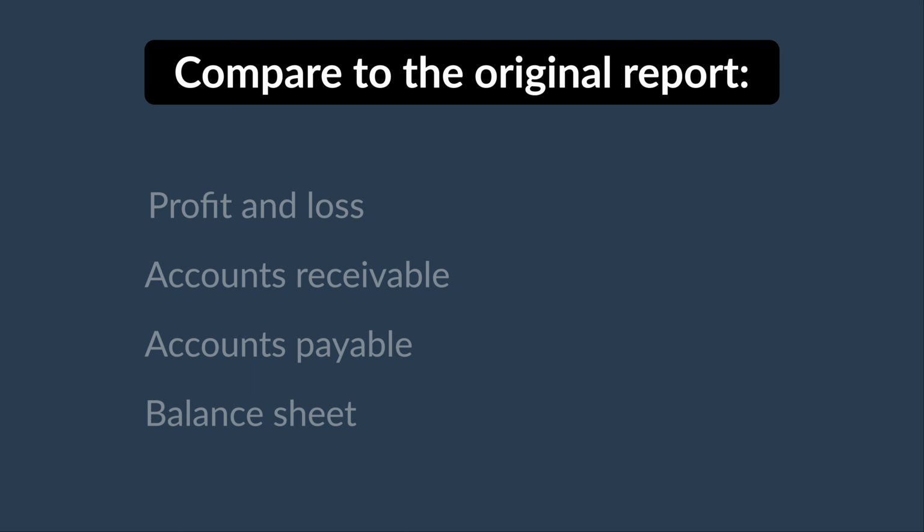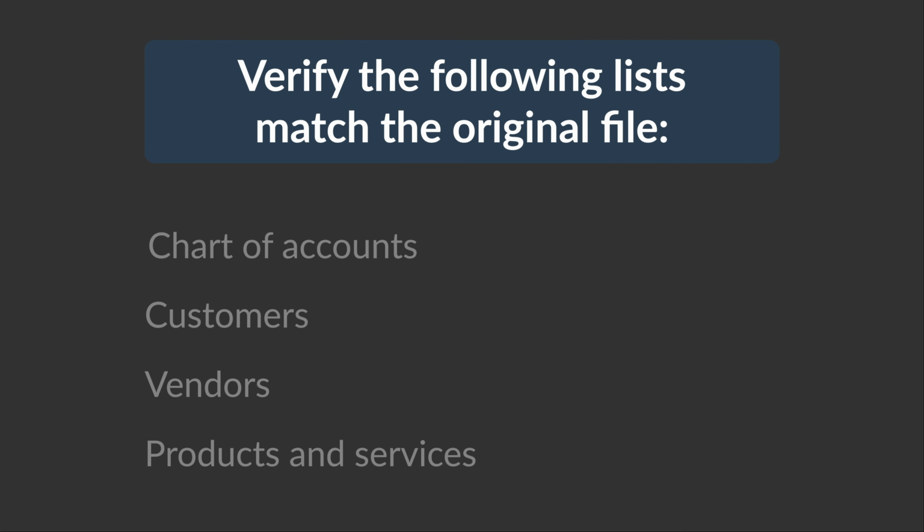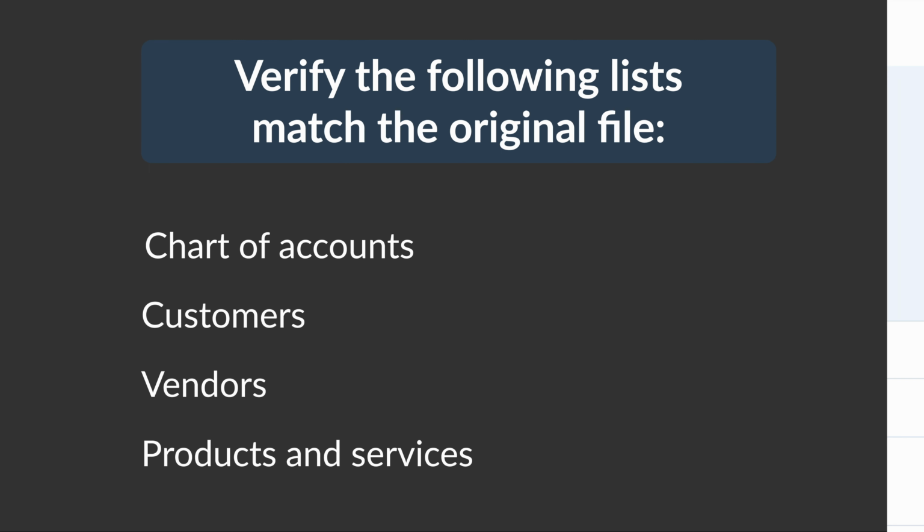To verify your data was restored correctly, compare the profit and loss report to the original report generated before the advanced restore was initiated. Compare accounts receivable to the original report. Compare accounts payable to the original report. Compare the balance sheet to the original report. You can also verify the following lists match the original file: chart of accounts, customers, vendors, products and services.